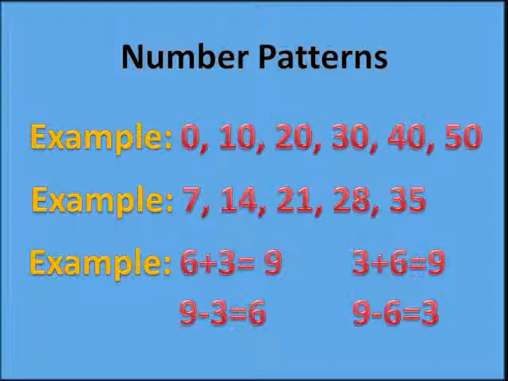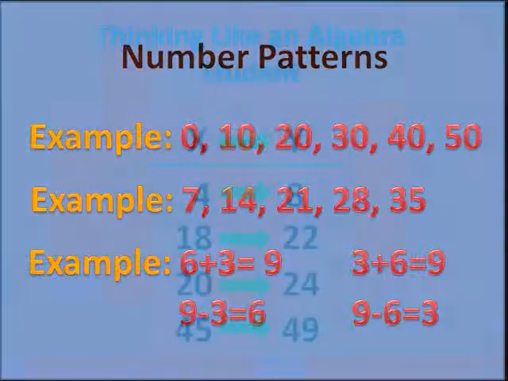The next example is called a fact family, and it also involves a pattern. A fact family uses the same 4 numbers just in different orders. The first one, 6 plus 3 equals 9. If you add them in another order, like 3 plus 6, it still will equal 9. It's the same way when you're subtracting. 9 minus 3 equals 6, and 9 minus 6 will equal 3.